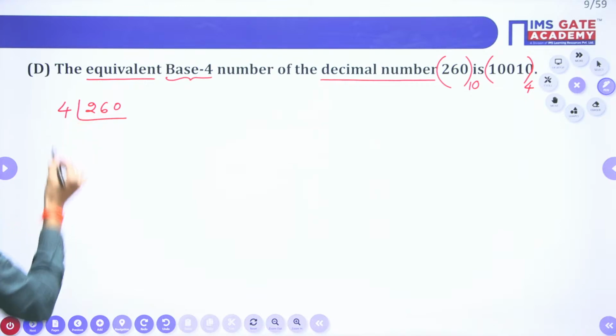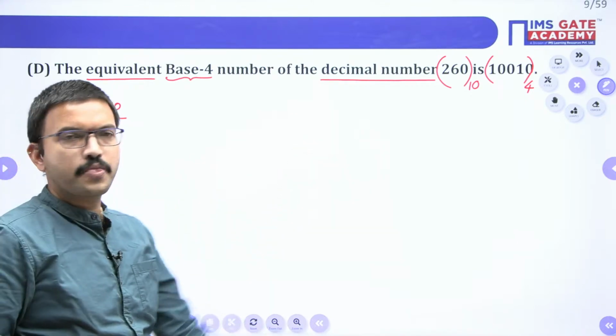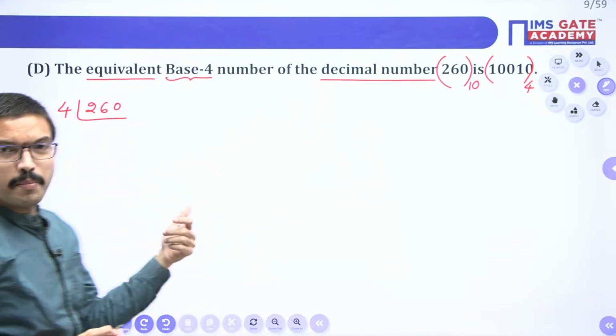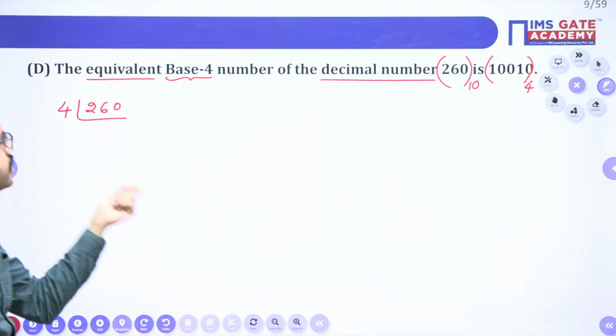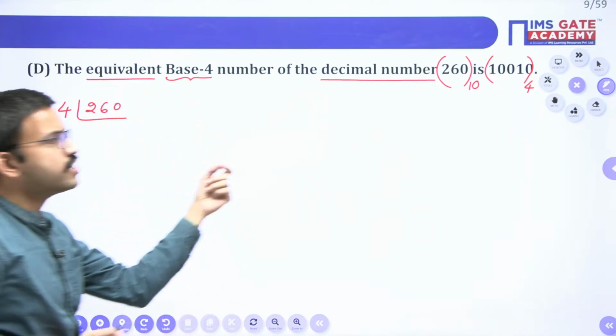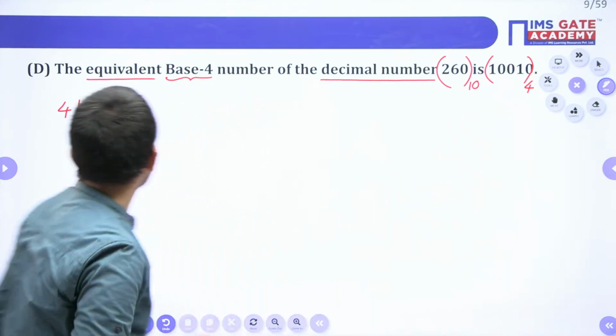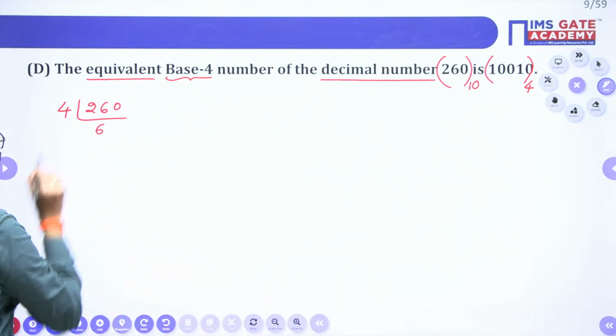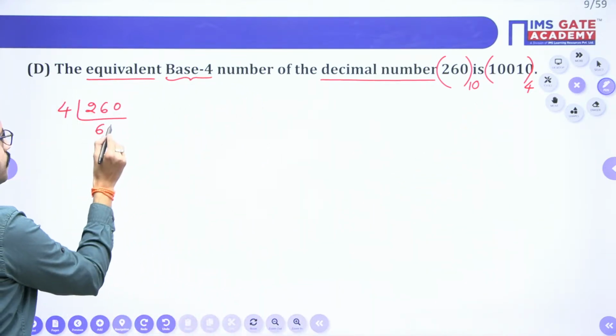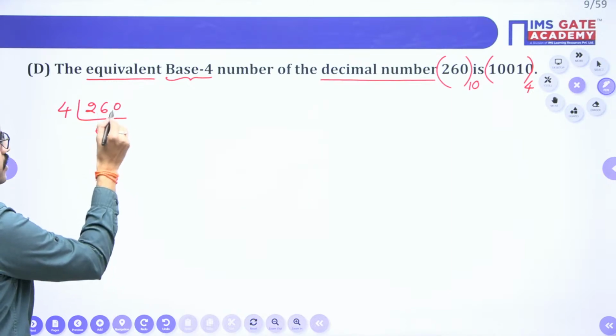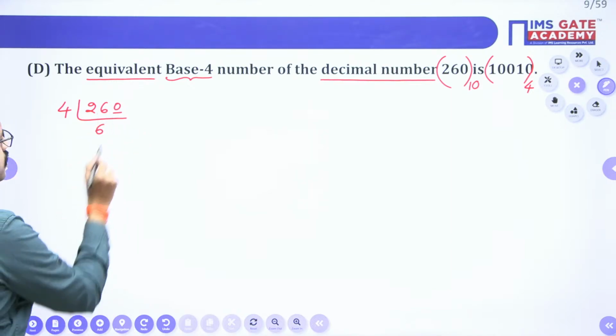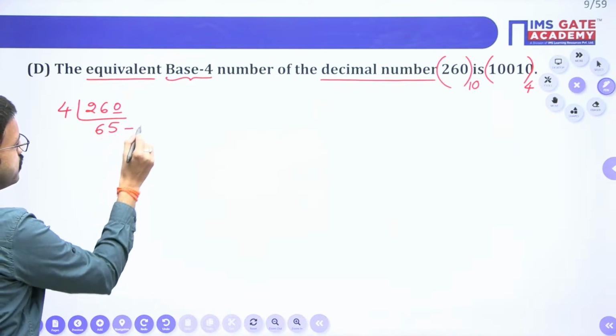So here we'll perform repeated division with 4. So that you will get remainder values 0 to 3. 0 to 3 belongs to base 4 digits. Now 4 6s are 24, remainder is 2. I am taking the next digit 0, then together 20. So 5 4s are 20, remainder is 0.